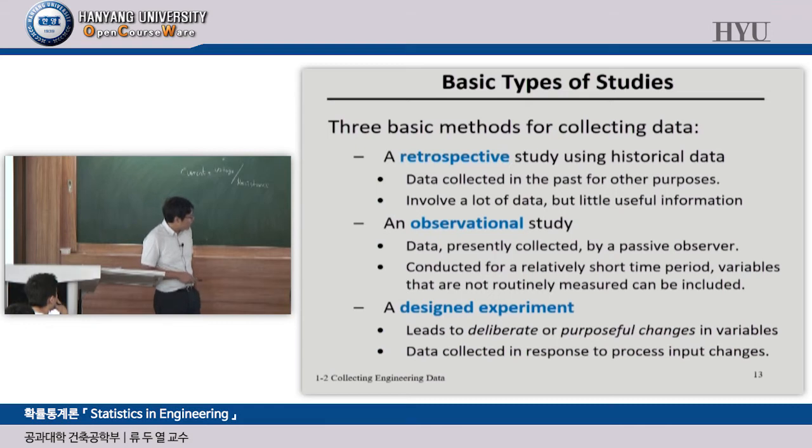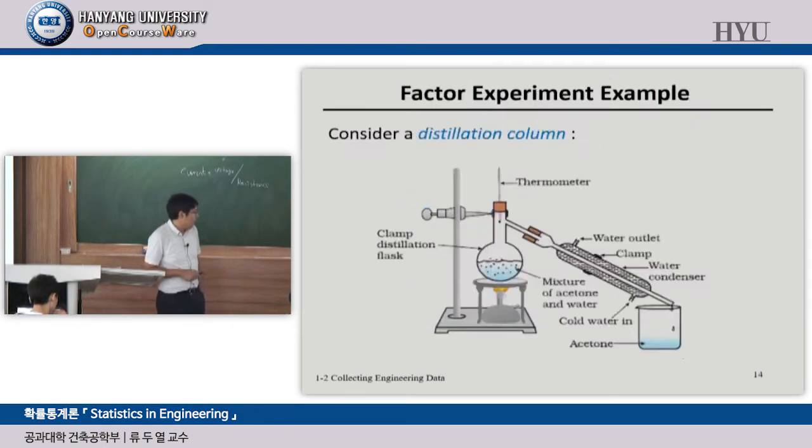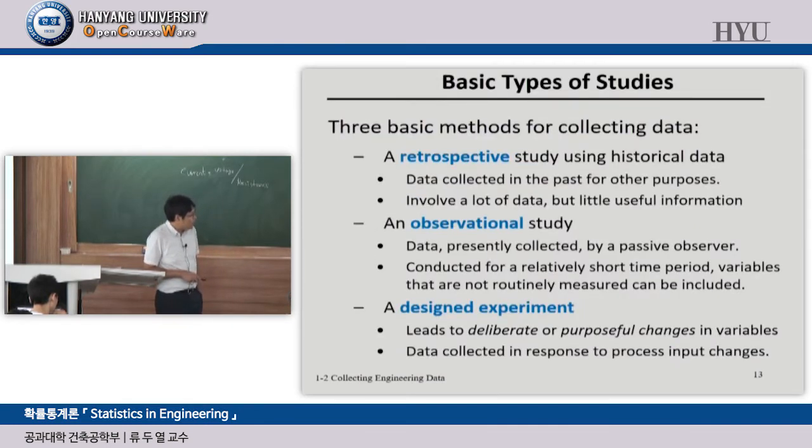And the third one is the designed experiment. This method can lead to deliberate, or possibly purposeful, changes in variables. The data which is collected in response to process input can also be changed by the experimenter. So this is the most effective way to collect data regarding engineering science. We are going to briefly explain this method.